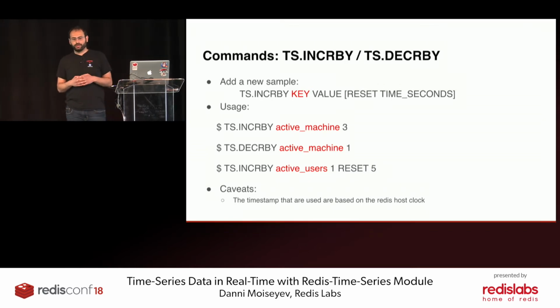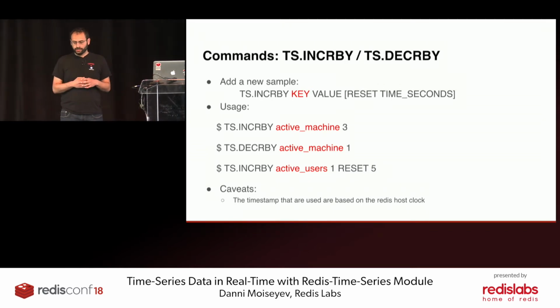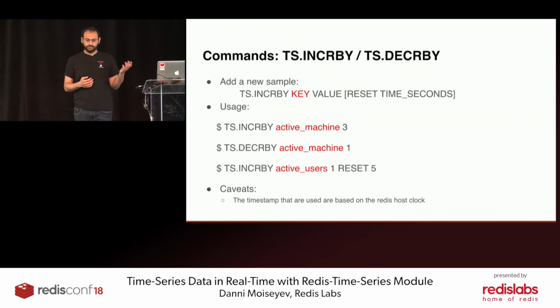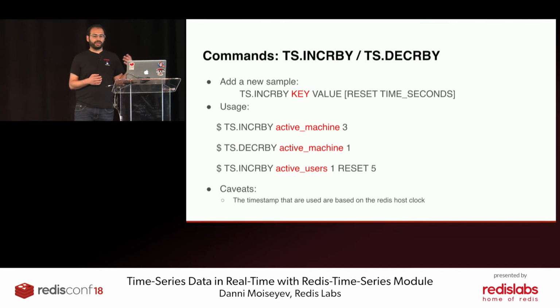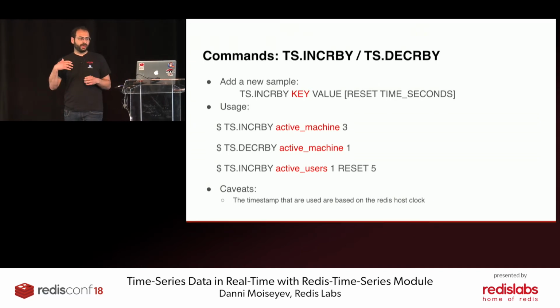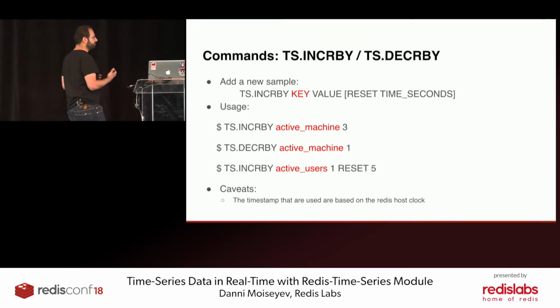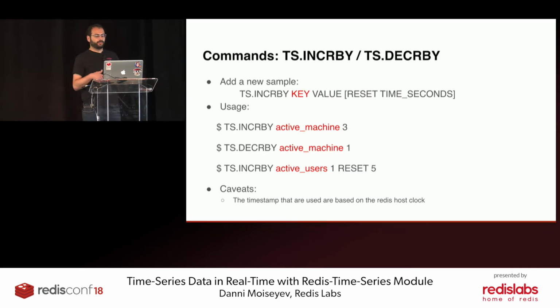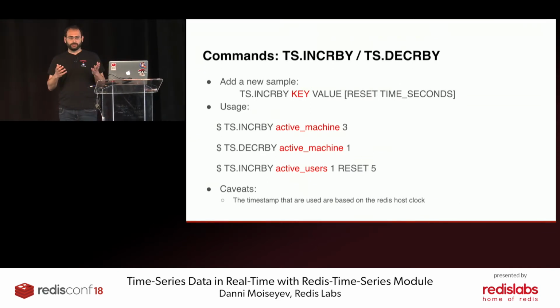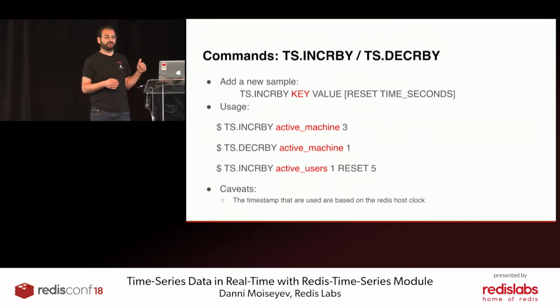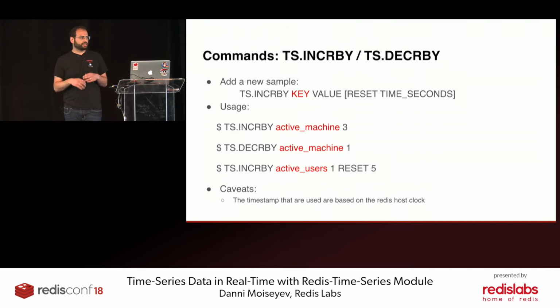The other feature you can use with TS.INCRBY and DECRBY is the reset bucket. So let's say you want a counter and not a gauge. The active machine is more like a gauge. You want to gauge how much you have right now, but maybe you want to count something like active users. Those active users can be online, but they also can go away. So we want to bucket them by time. In this example, we're bucketing it by 5 seconds. So every 5 seconds, the counter will reset and start from 0.